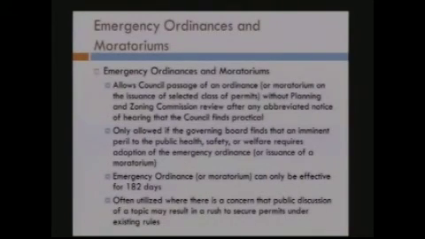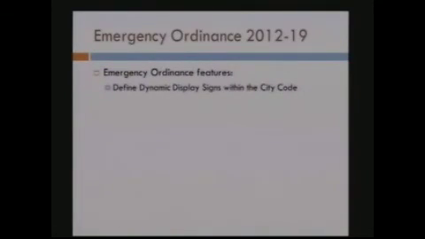Often they're utilized where there's a concern that public discussion on the topic may result in a rush to secure permits under existing rules that may be viewed as being more permissive than what may be coming at some point in the future. Looking at Emergency Ordinance 2012-19 that was passed by the council, it included the definition of a dynamic display sign within city code. It identified that those signs were permitted only within the motor business, the general business, and the industrial zoning districts within the city.